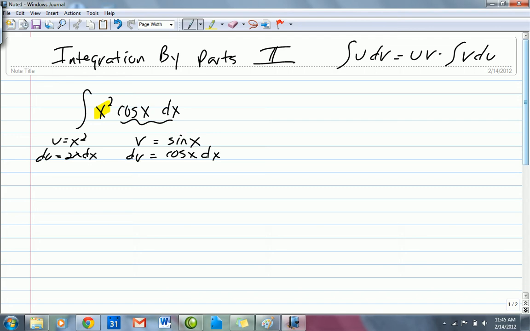Okay, so once my u's and v's are established, that ends up being u times v, so it's x squared sine x minus the indefinite integral of v, which is sine x times du. So that ends up being 2x sine x dx. Right? My v is sine x, and my du is 2x dx. Okay. Now look what happened. I bumped the power from the x squared down to a 2x.